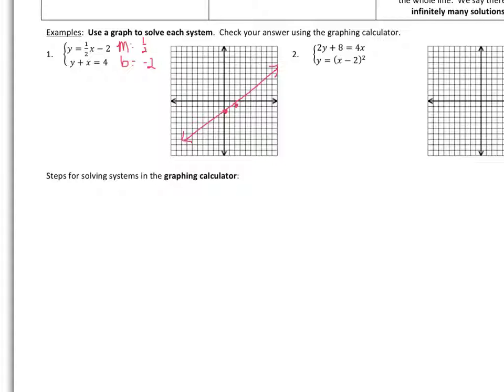So let's look at the next equation. The next equation is not in slope-intercept form, but I can get it in that form easily by subtracting the x over to the other side. So I'm going to have y equals -x plus 4. In this case, my slope is -1, which is -1 over 1 if I'm looking at rise over run. My b is going to be 4. So I'm going to begin at 4 on my y-axis, which would be right here, and then I'm going to go down 1 over 1 and keep doing that to get my line. I'll do the best I can at drawing in my line.